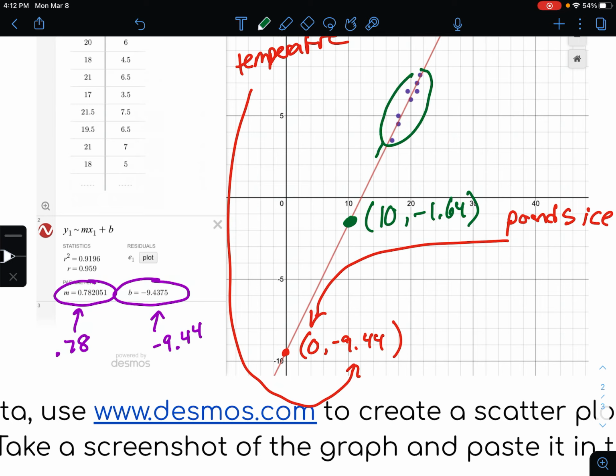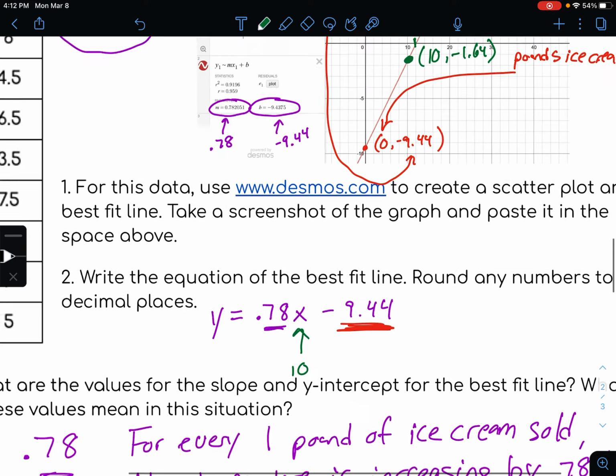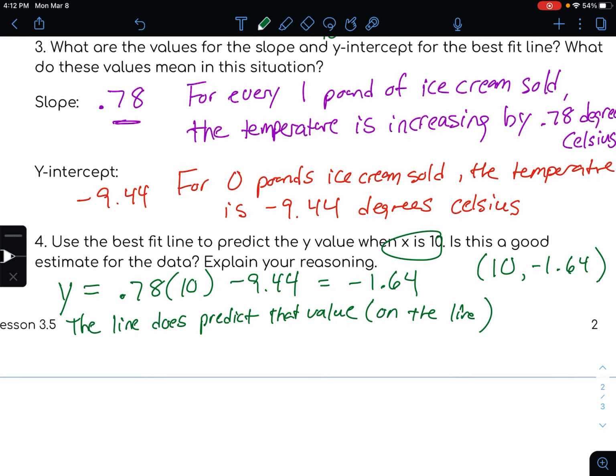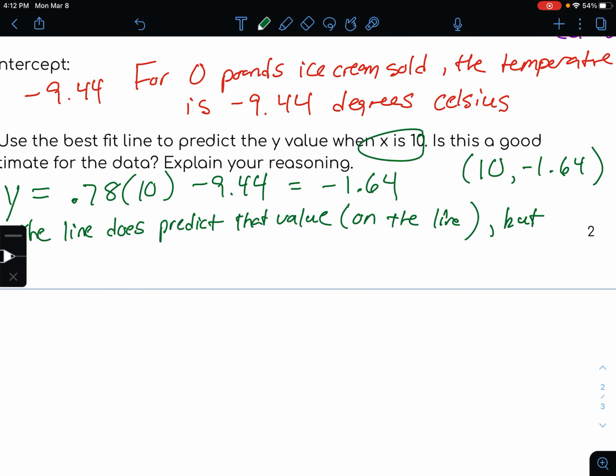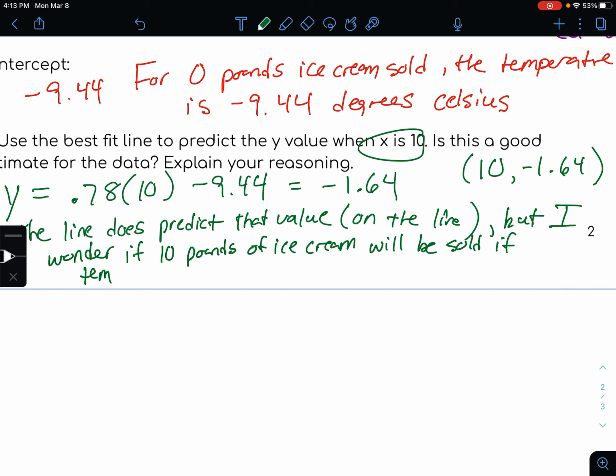Notice that this point right here is pretty far away from the rest of the points. So really, we have a question about how far over this line will be useful. Like for what x values or what pounds of ice cream will this line actually be useful? I'm not so sure that's going to be a very accurate prediction, but it certainly is the value on the line. So the line does predict that value. The point is on the line. But I wonder if 10 pounds of ice cream will be sold if the temperature is negative 1.64 degrees.